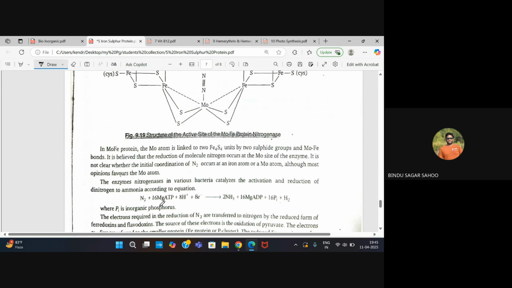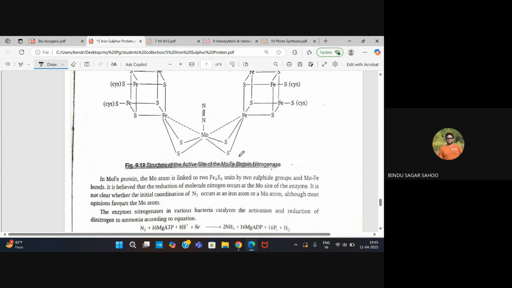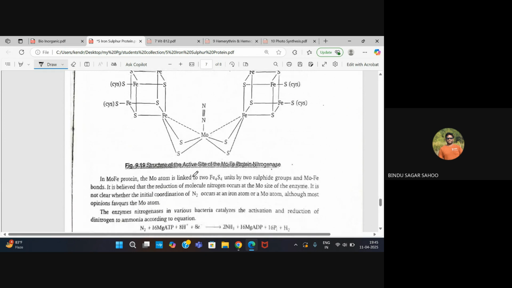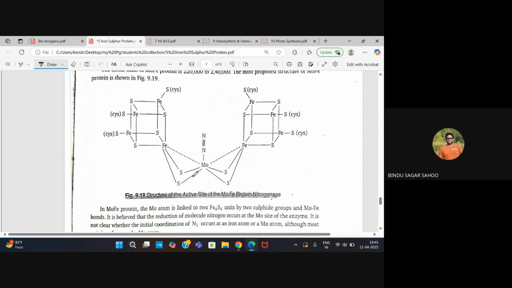So these are the reactant steps, along with the addition of 4 protons and 8 electrons over all the steps required. Then finally it forms ammonia gas, ADP, inorganic phosphate, and hydrogen gas. So this is the enzyme that is responsible for the reduction of N2 into NH3, the formation of NH3 from atmospheric dinitrogen.